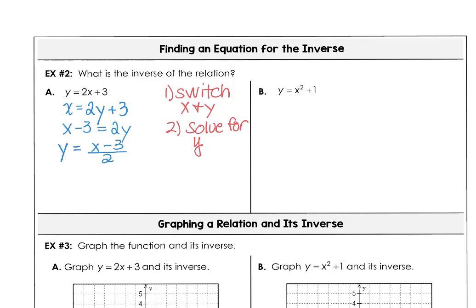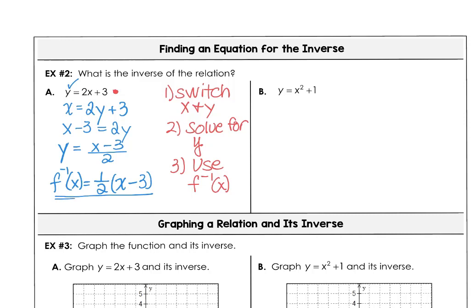Now, this y here is different from our original y up here. So it's customary when you have an inverse function and you know it's a function, you want to change the y to the proper notation and use f inverse of x for the new y. And in this case, we started out with a line. That line is a function, and our new function, f inverse, is also a function. It's just another line, a half times the quantity x minus 3. This is an inverse function.